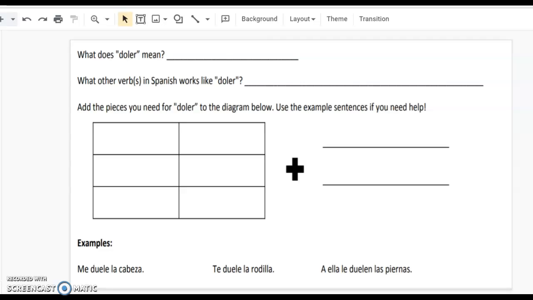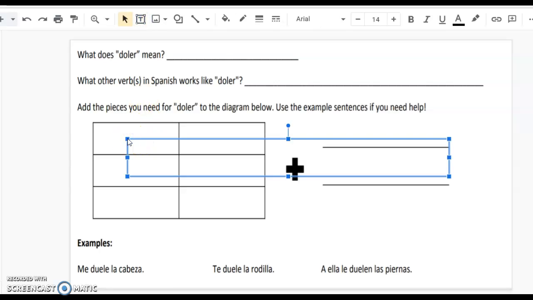The second question, that would be gustar, to like or to be pleasing to, interesar, to interest, or aburrir, to bore. So what pieces do you need to complete this diagram? Well, over here you need the indirect object pronouns. Those are me, te, le, nos, os, and les.